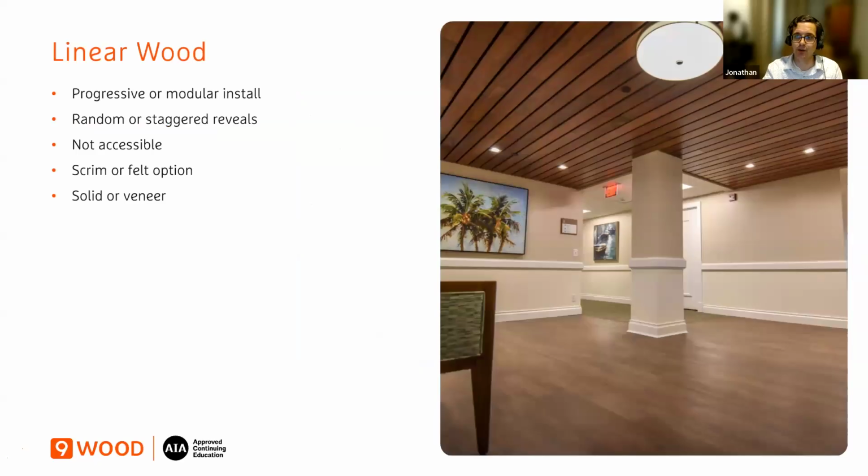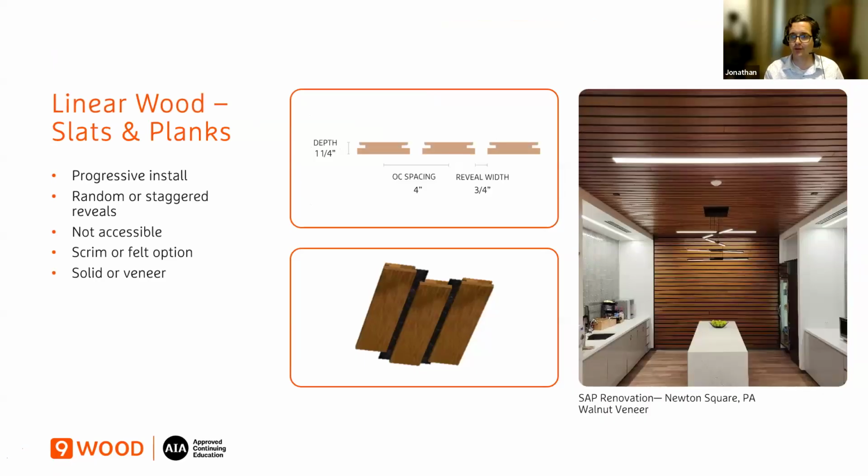Linear wood. So with linear wood, there's two types of options from pretty much most manufacturers: a progressive or a modular install. So with progressive, we're talking about a plank system like this. So again, this is installed kind of like a wood flooring, but in a ceiling application with a reveal between the planks. And so it's not accessible. And so this isn't the right choice if you need access of any form.